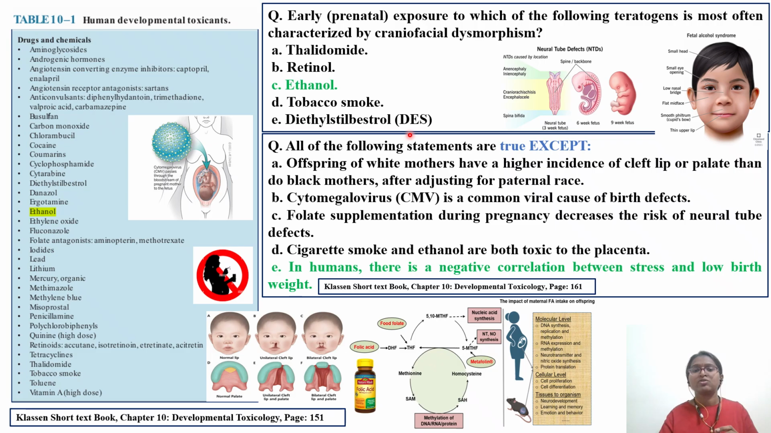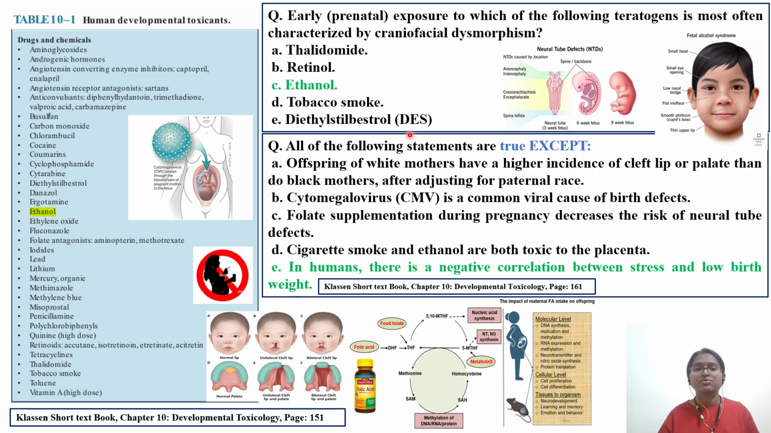And diethylstilbestrol, which is associated with vaginal adenocarcinoma. The pregnant woman is exposed, but the daughters born to them, after 12, 13, 15 years, were found from the studies and observations to have a cause of diethylstilbestrol, which was causing vaginal adenocarcinoma in females whose mothers had taken this diethylstilbestrol. So read this in detail.